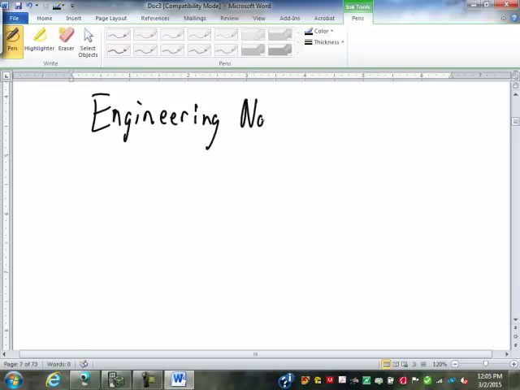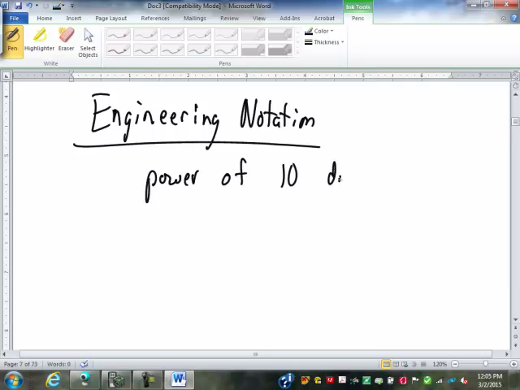What engineering notation is, it's very similar to scientific notation, only it limits our power of 10. A power of 10 must be divisible by 3. So you can have 10 to the 0, 10 to the 3rd, 6th, 9th, 12th, 15th, and so on, or negative 3, negative 6, negative 9, and on in that direction.